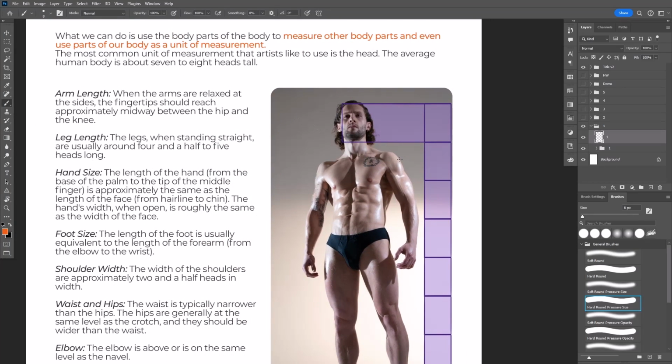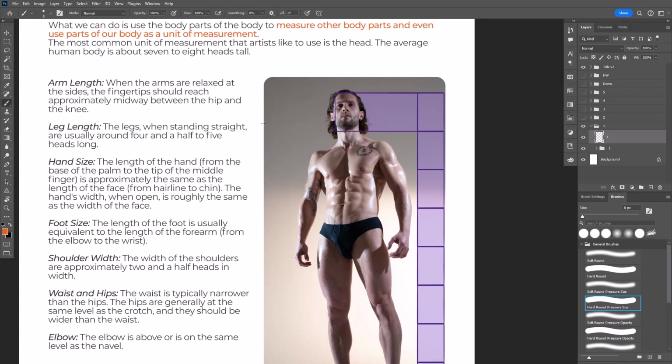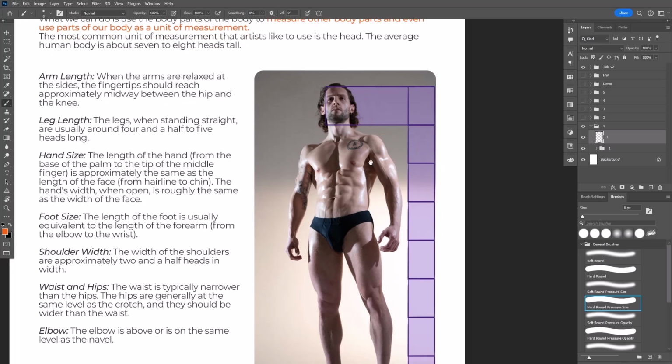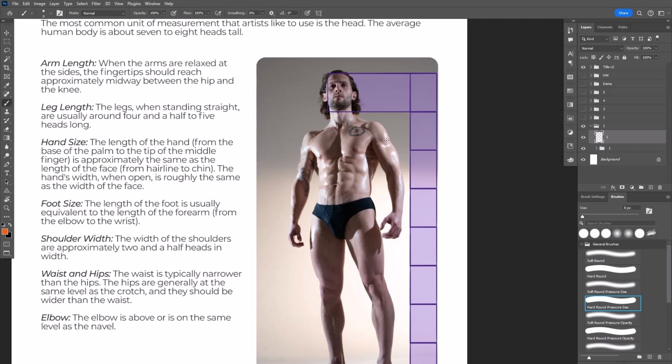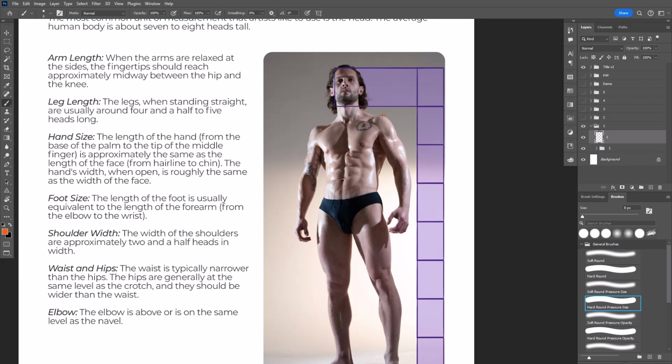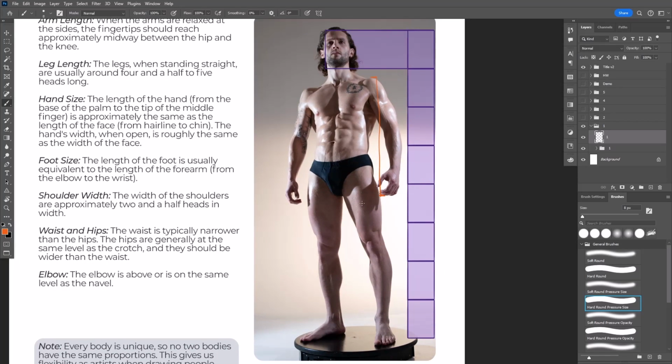Then we can move into the different parts of the body that we have to remember, right? So we have the arm length. When the arms are relaxed at the sides, the fingertips should reach approximately midway between the hip and the knee. So this is a way for us to measure the length of something or the size of something using other body parts. So if you go from here all the way down here, we can see that the fingers are roughly in the midway point. Now his fingers are a bit curled up. If his fingers were all the way stretched out, it'll probably be around here, right? But that's roughly the midway point.